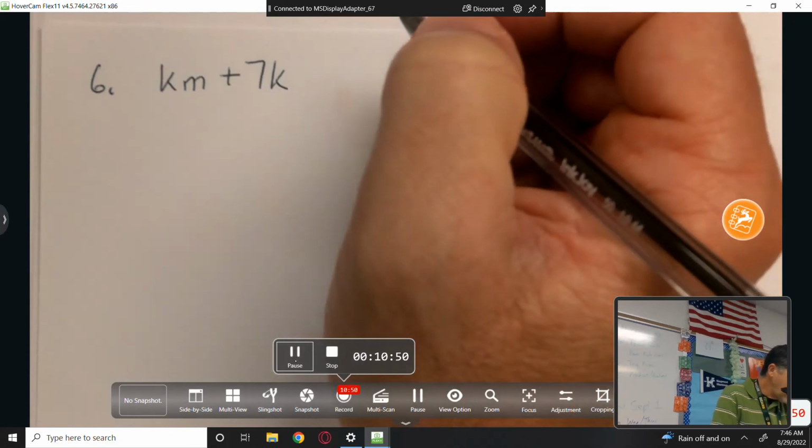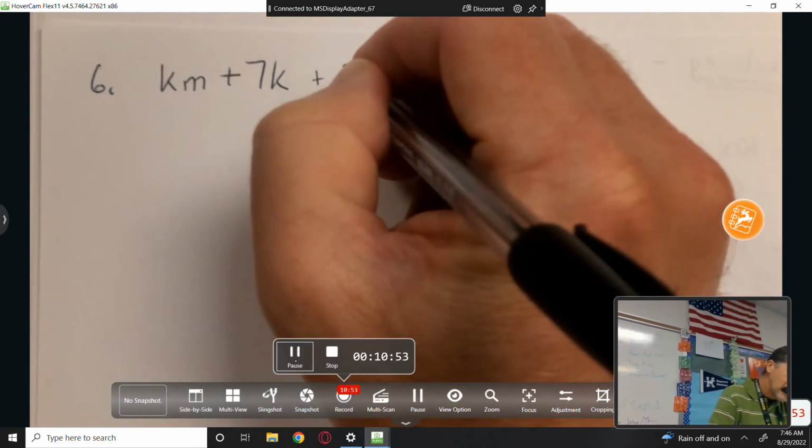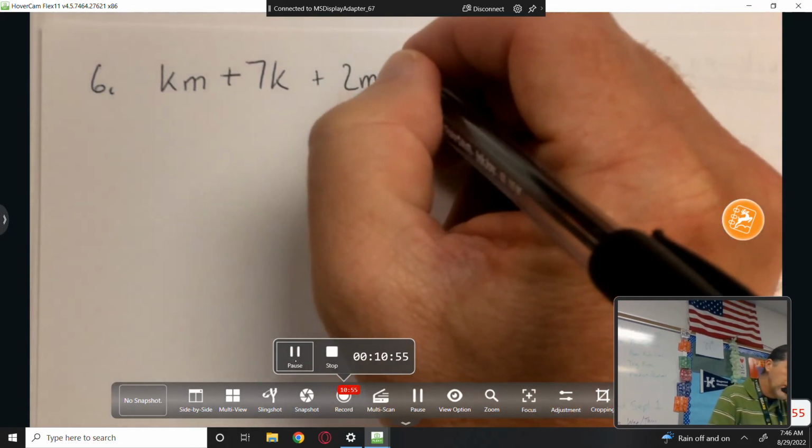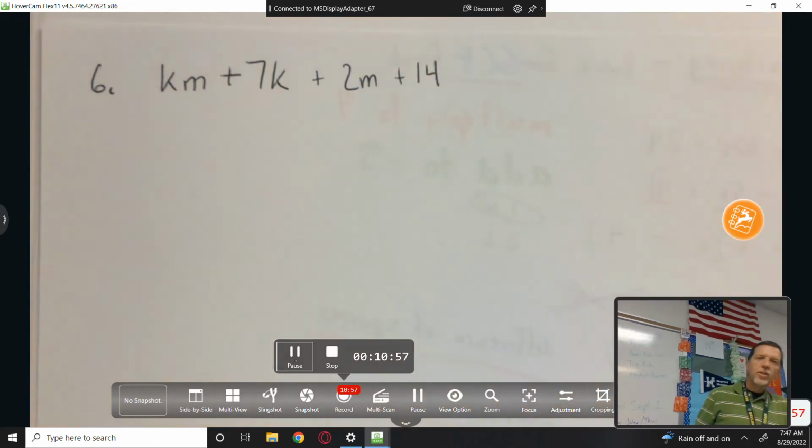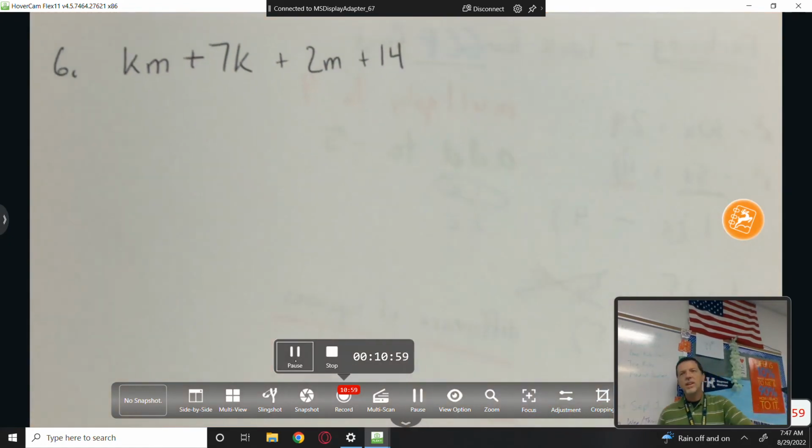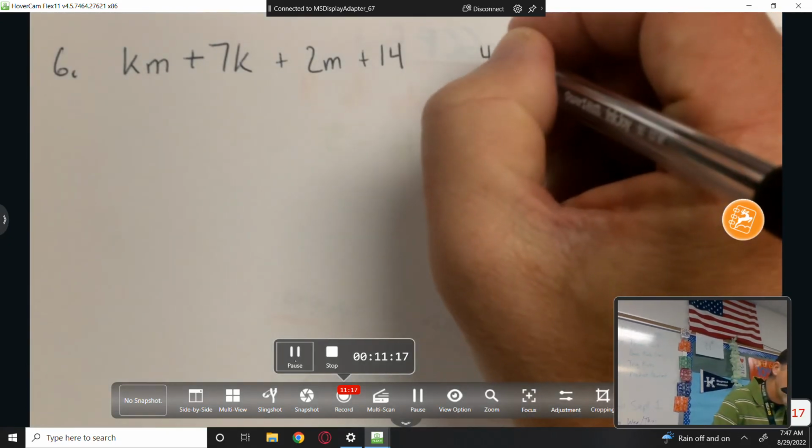Km plus 7k plus 2m plus 14. So pretty wildly different than all the others. You remember how to handle this? Have you seen one like this before? Nobody knows. I don't remember.